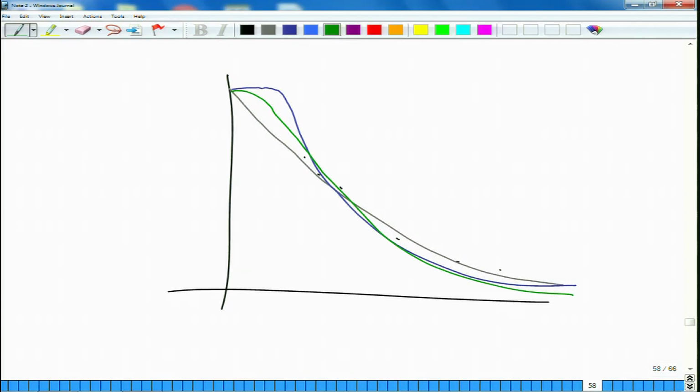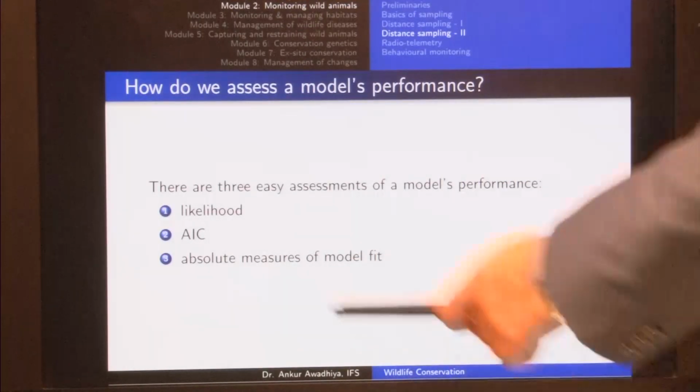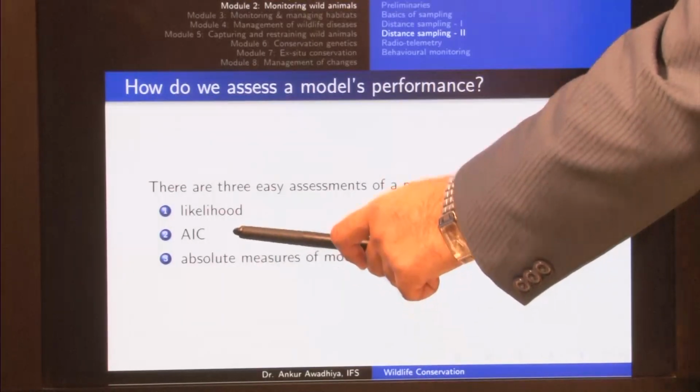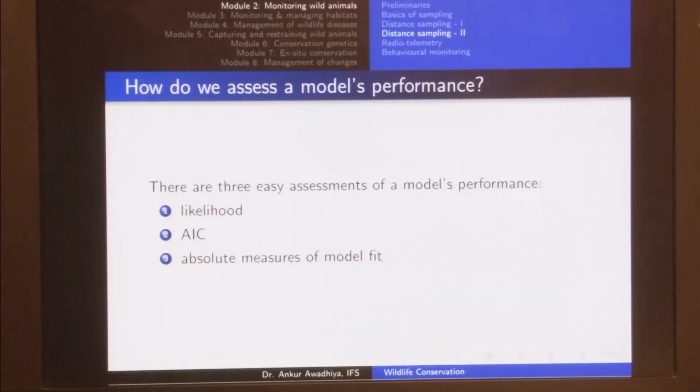There are three easy ways of assessing a model's performance: likelihood, AIC, which is Akaike information criterion, and absolute measures of model fit. For the purpose of this course, it is not essential to get into the details, but we should understand that it is mathematically possible to determine which of these different key functions and adjustment functions uses the least number of parameters and explains our data points to the highest degree, which is actually what we want.